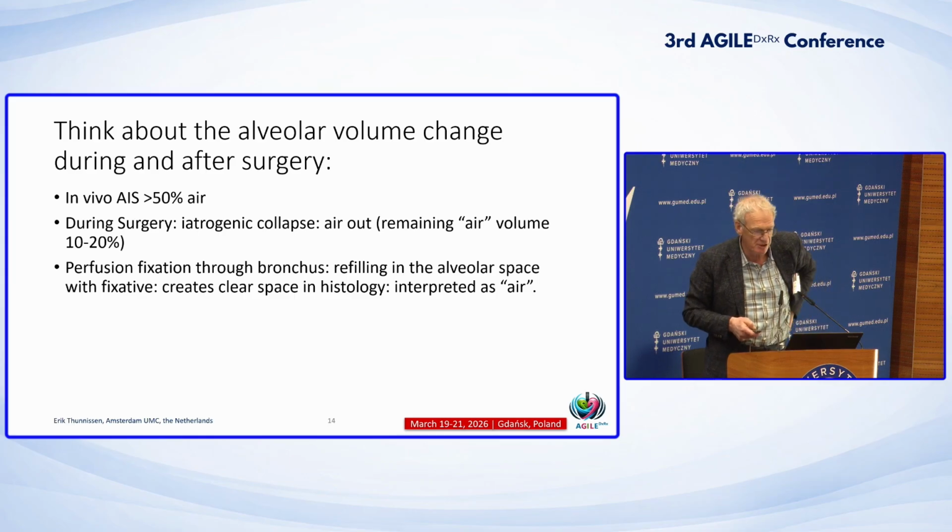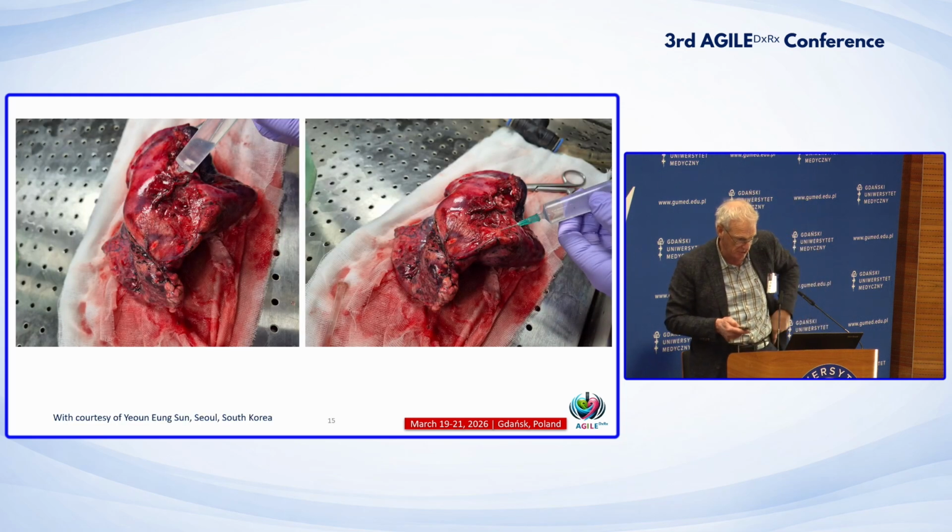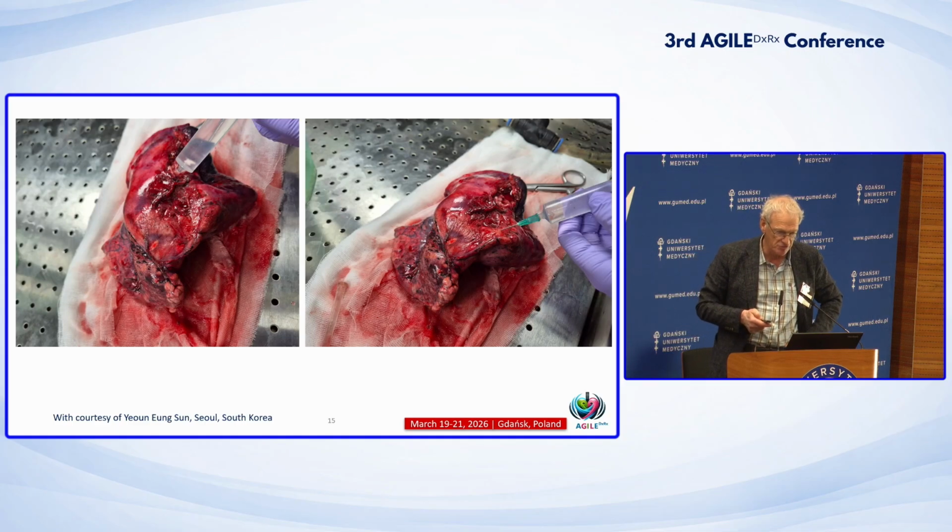So you can solve it by perfusion fixation, and then you create clear spaces, and the clear spaces are interpreted as air. This is an image I got from Yeung Sang from Seoul, and here on the left side you see the syringe into the bronchiole, and it fills nicely up, but there's still an area which is not filled up, and that can be solved by adding a syringe and then specifically infusing that area too.